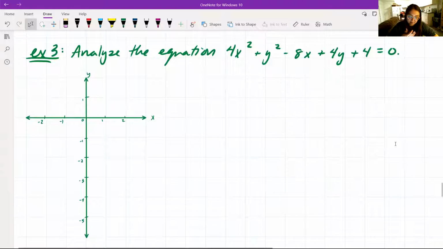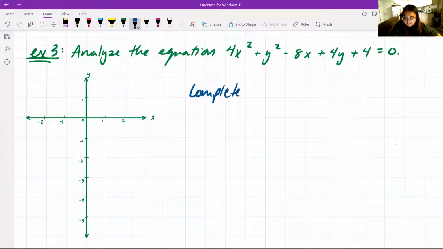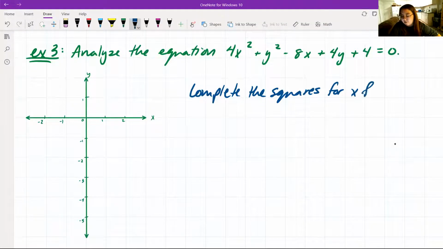So all right, example 3, we want to analyze the equation 4x squared plus y squared minus 8x plus 4y plus 4 is equal to 0. So quite the equation there. So we're going to be doing a lot of rewriting in this case. So first things first, we want to complete the squares for x and y in our equation.